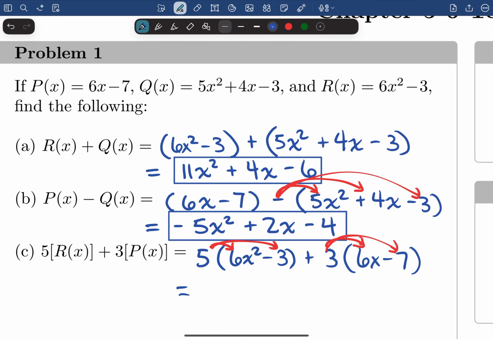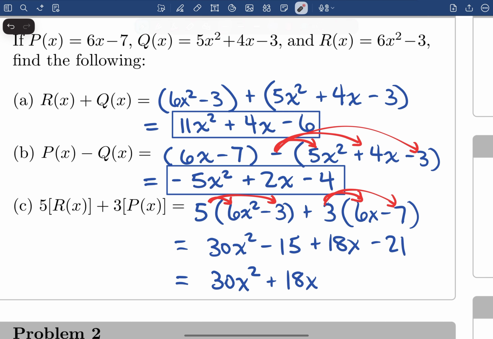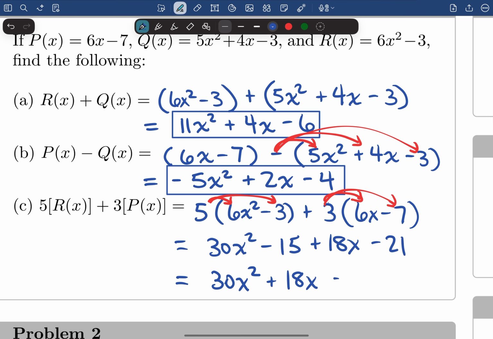5 times 6x squared is 30x squared. 5 times negative 3 is negative 15. 3 times 6x is positive 18x. And 3 times negative 7 is negative 21. And so now I look for any like terms. Well, there's the 30x squared. It's the only quadratic term. There's the positive 18x. It's the only linear term. But these are constants. Negative 15 minus 21. I can combine them together to make negative 36. And there I have it. I have found the result.